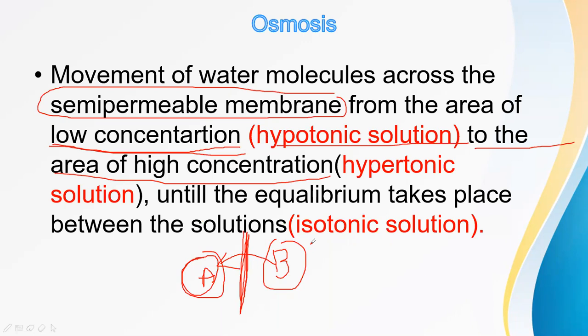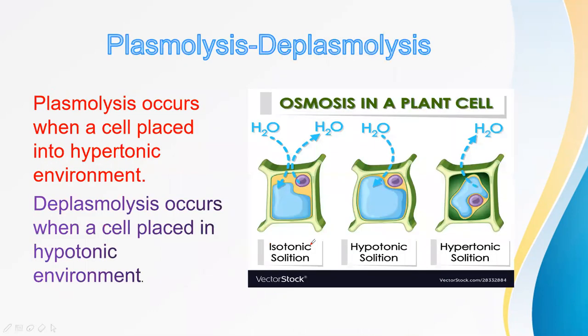Okay, so here we're going to learn some words. Osmosis can result in two extreme conditions. One is plasmolysis and the second one is deplasmolysis. When you put a plant cell in an isotonic solution, there is no change in its cytoplasm. The cell remains still, like normal.